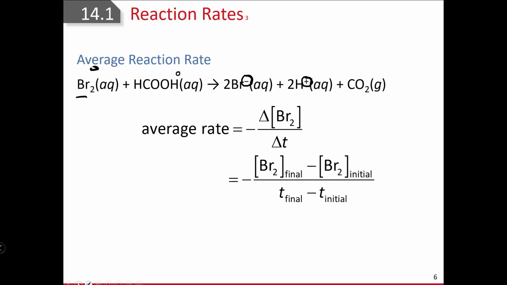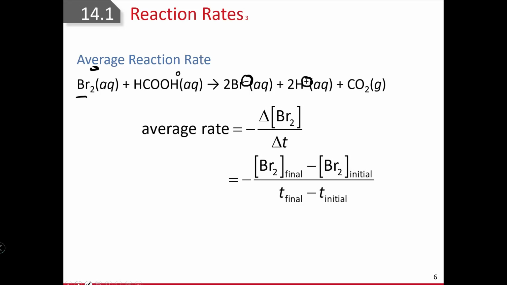You don't need to know that per se to do this problem, but it helps. It's going to help you if you think about what type of reaction this is. This is not a precipitation reaction. It's not an acid-base reaction. We would call this an oxidation reduction reaction.